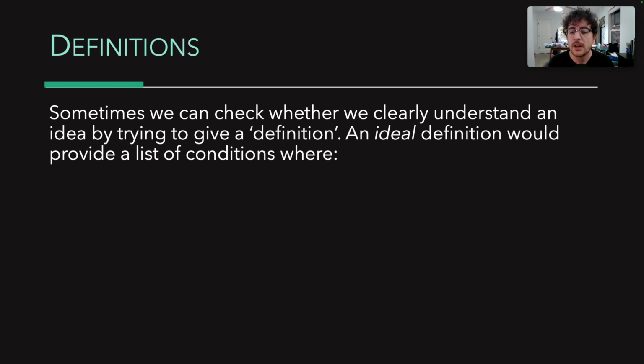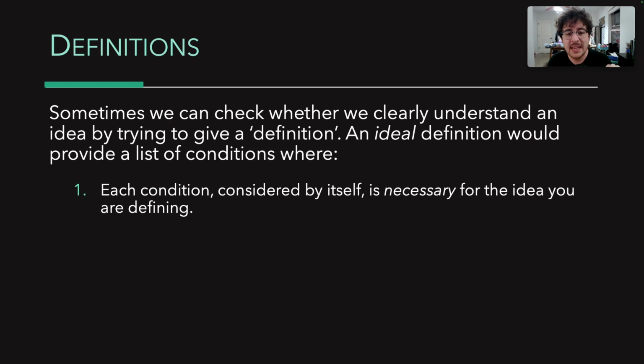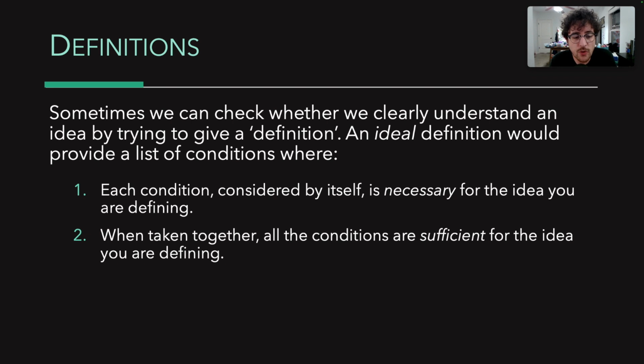So sometimes we can try to check whether an idea we have is clearly understood by trying to give a definition of it. Now, ideally, a definition would give us a list of conditions where every condition on that list is necessary for the idea you're defining. So you don't want to include any unnecessary, extraneous information. But moreover, you want to make sure that the information there is enough to define it. You want to make sure that when you take all the things in the list together, they are sufficient for the idea you're defining. You don't want to be missing anything from your definition.